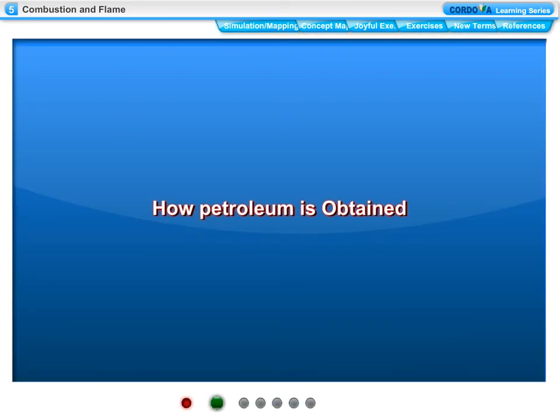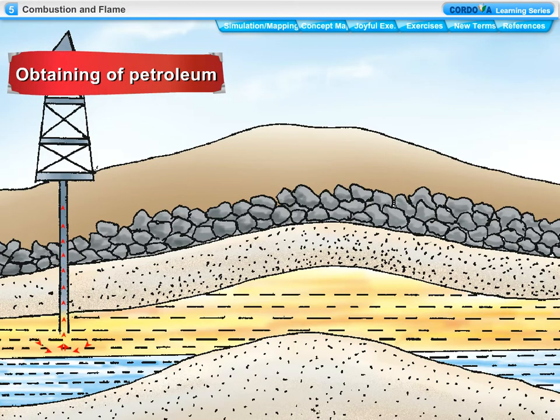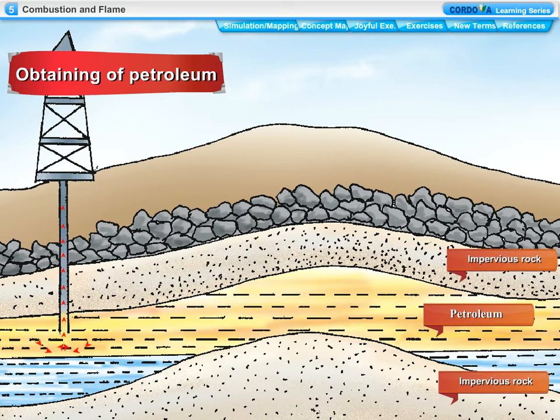How is petroleum obtained? Petroleum occurs deep under the surface of earth, between two layers of impervious rocks. Natural gas occurs above the petroleum oil trapped under the rocks. We see that the layer containing petroleum oil and natural gas is above that of water. Why is it so? Petroleum and natural gas are lighter than water and do not mix with it.